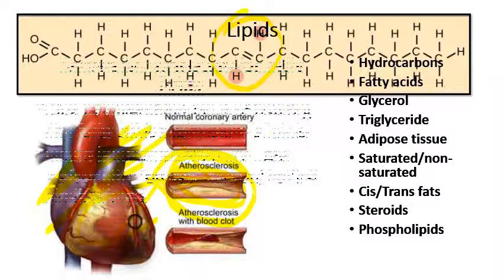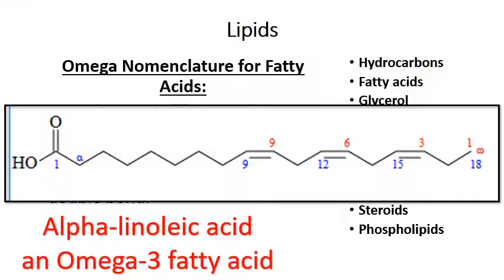And then you count backwards from the omega carbon inwards. You count backwards until you hit a double bond. If you count 1, 2, 3 carbons, and then there's a double bond at the third carbon, you call that an omega-3 fatty acid. If you have to count 6 before you hit a double bond, so you count omega 1, 2, 3, 4, 5, 6, and then there's a double bond, you call that an omega-6 fatty acid.